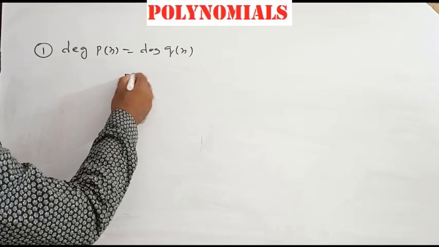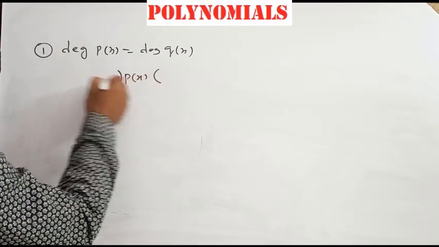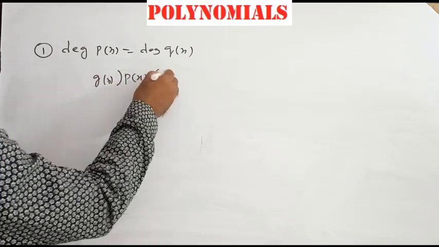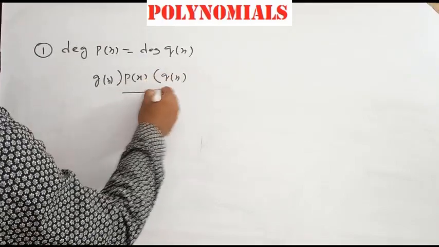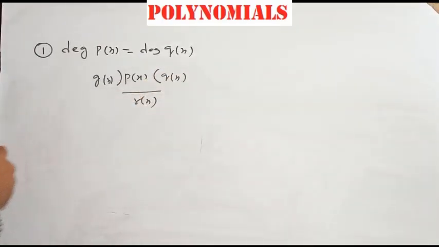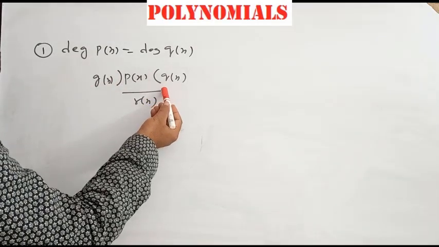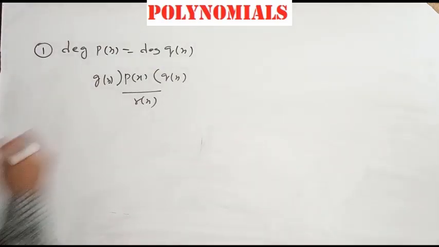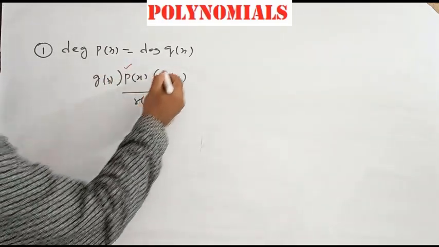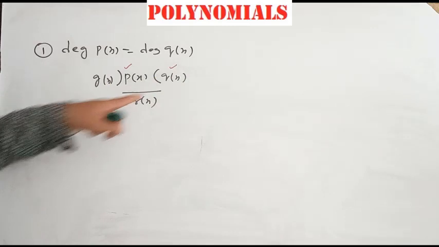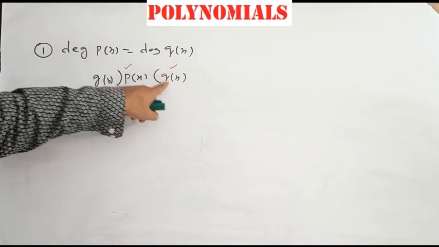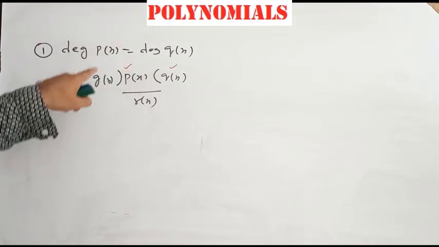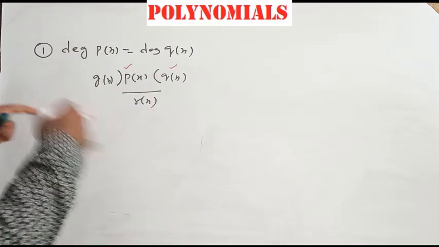Actually, p of x is divided by g of x, let q of x be the quotient and r of x be the remainder. So we want to give some example polynomials which satisfy the division algorithm and satisfy this condition: degree of p of x equal to degree of q of x. Actually, degree of q of x is nothing but degree of p of x minus degree of g of x. You just need to give examples.